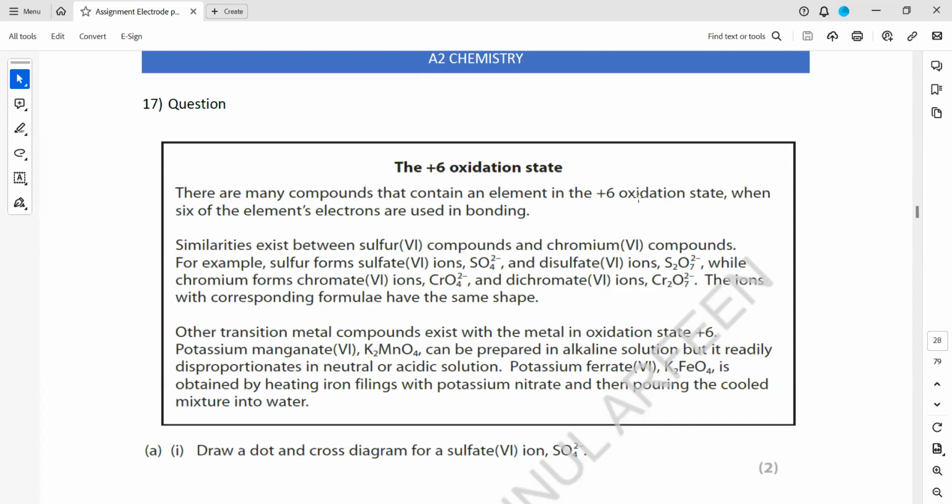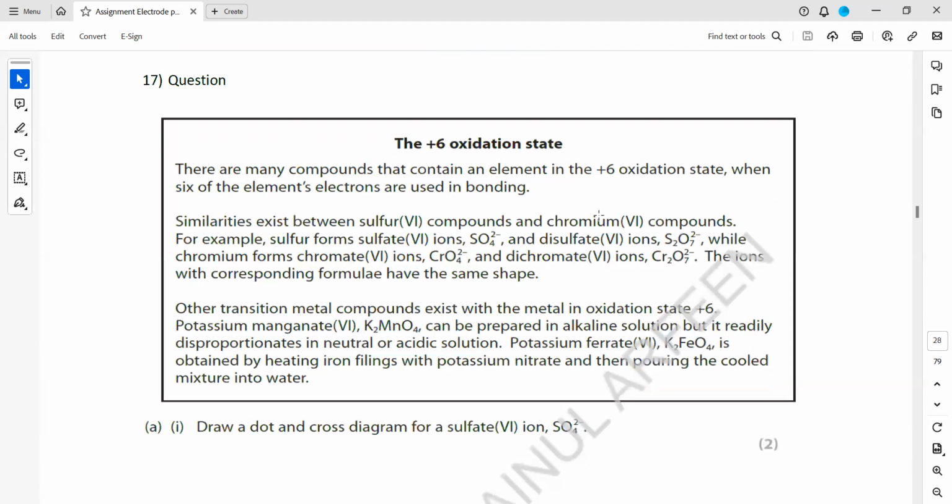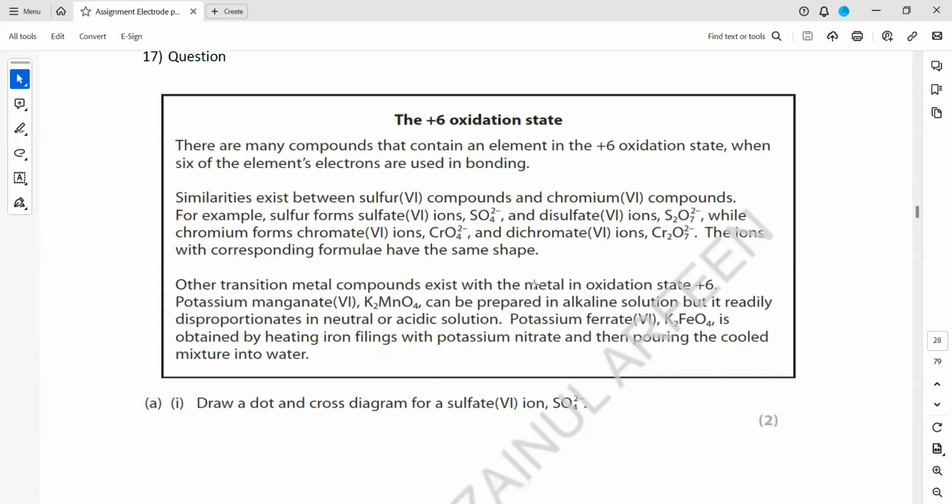Similarities between sulfur 6 compounds and chromium 6 compounds. For example, sulfur forms sulfates and disulfates, while chromium forms chromates and dichromates. Other transition metal compounds exist with the metal in the +6 oxidation state, like potassium manganate 6, which can be prepared in alkaline solution, but readily disproportionates in neutral or acidic solution.